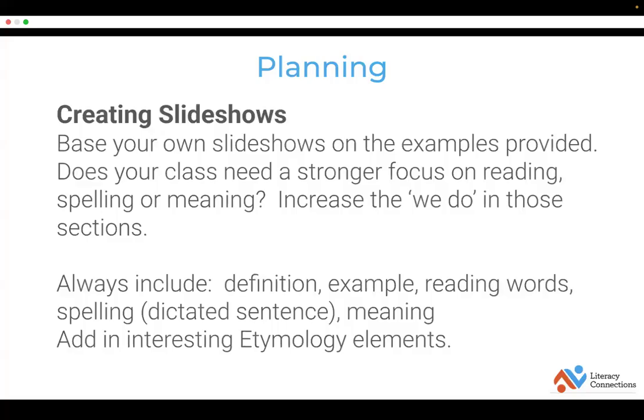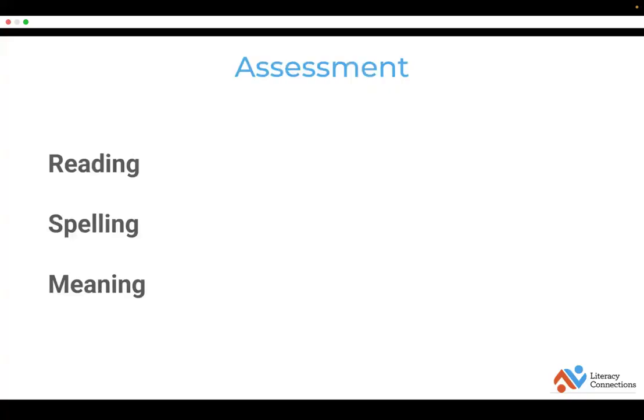And you may find that you want more of a focus on meaning or spelling, so just increase the work you do in those sections, but making sure you always include definition, example, reading, spelling, meaning, and add in some interesting etymology elements as well, where students could look up etymology while they're working with you.